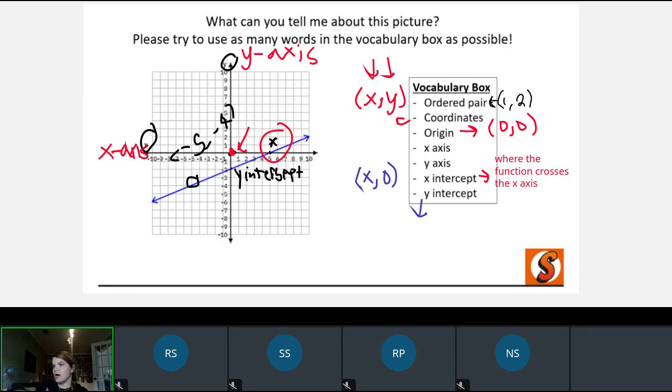So likewise, for our y-intercept, which I will put right here at -2, that y-intercept is always going to have a 0 value for x and then a number for y. And the y-intercept is where the function crosses the y-axis. Okay, so some of this might be brand new. Some of this or most of this might be review. Awesome. So any questions, or do you need me to re-explain any of these before we move on?